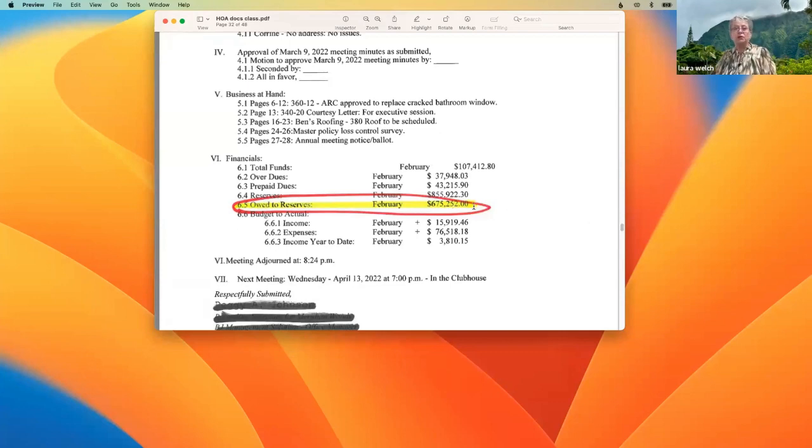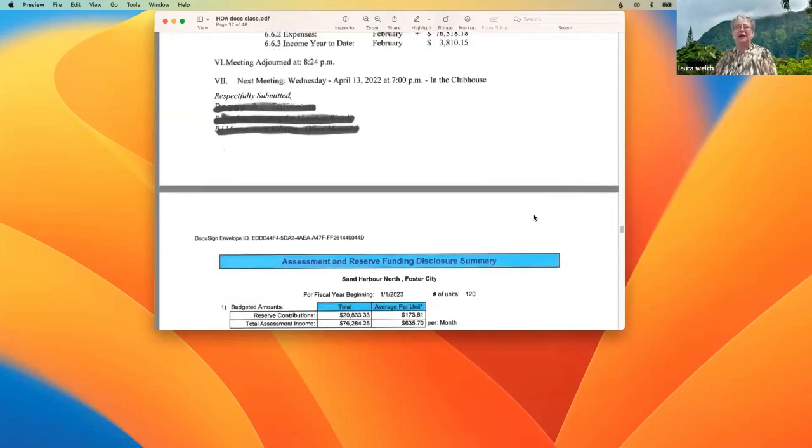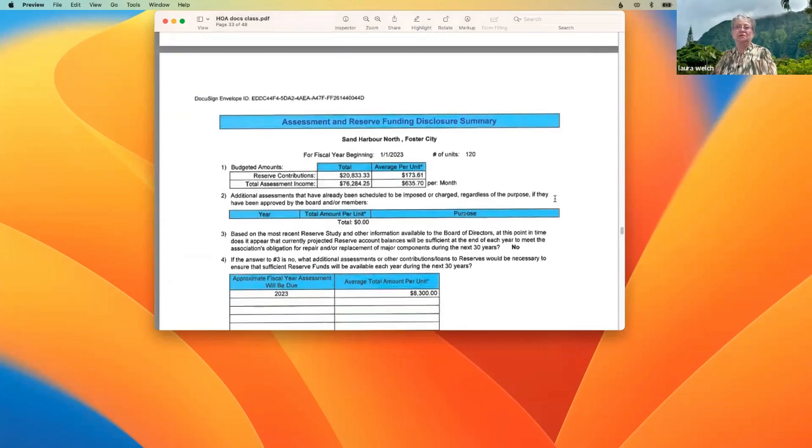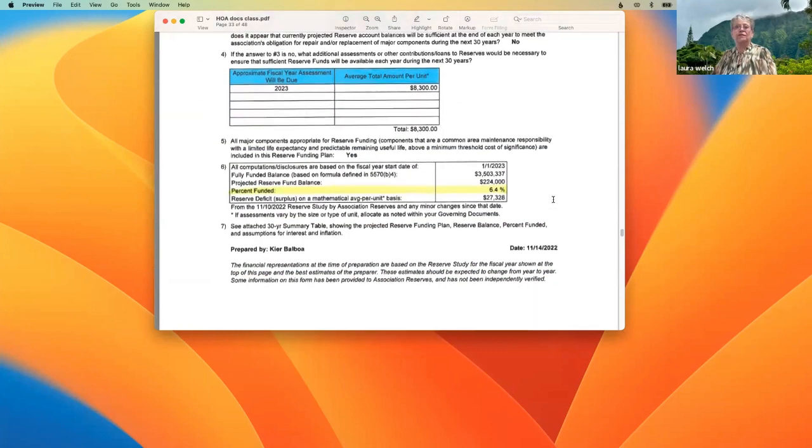So look at this, ode to the reserves. I was like, you gotta be kidding me. And my concern is, did the agent show this to people? Percent funded, 6.4. That's frightening. Reserve deficit per unit, over $27,000.